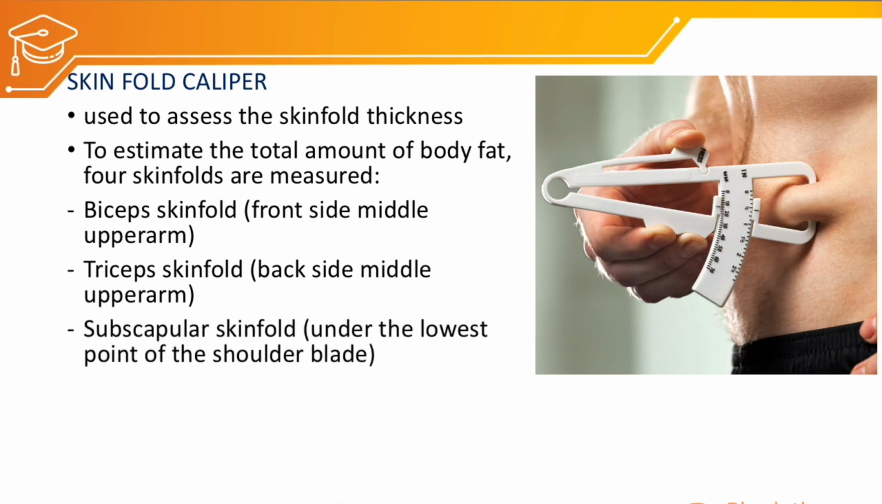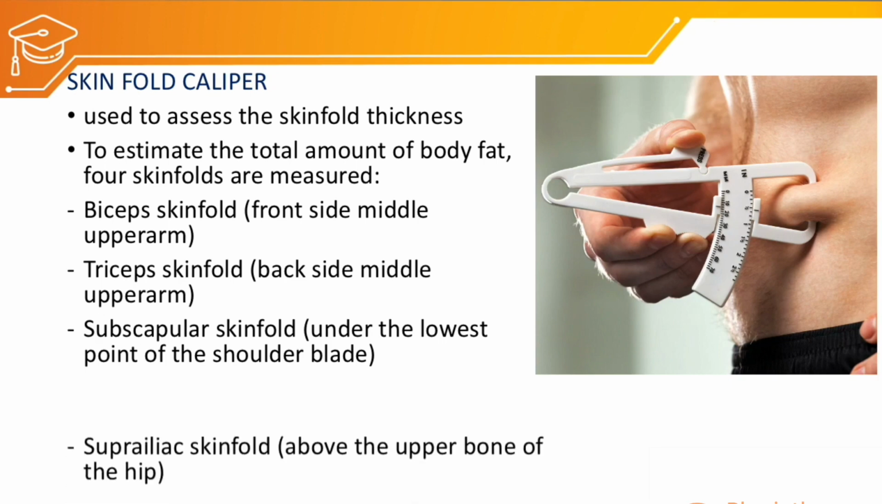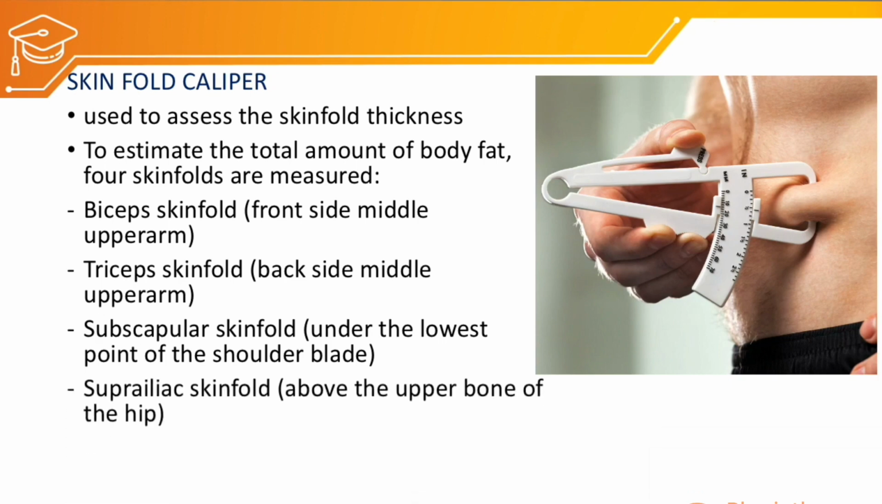and the subscapular skin fold, which is under the lowest point of the shoulder blade, or the inferior angle of the scapula. The fourth one is the suprailiac skin fold, that is on the iliac crest, just above the iliac crest or upper bone of the hip. If we take these four skin fold measurements, we can estimate the total amount of body fat.